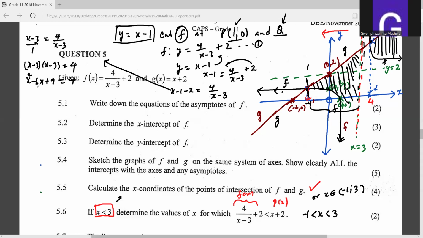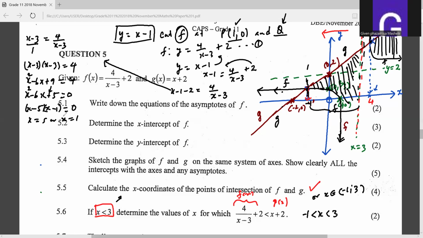We transpose 4 to the left-hand side. X squared minus 6x plus 9 minus 4, this is 5, equals 0. So let's make two pairs of brackets. Factors of x squared are x and x. Factors of 5 are 5 and 1. But here the sign should be positive, so it means you must use the same signs. So we'll have minus and minus. So minus 5 minus 1 is minus 6. So we just solve. So it's x equals 5.